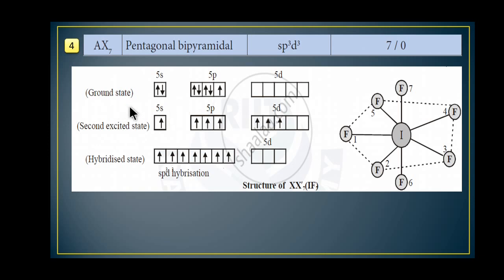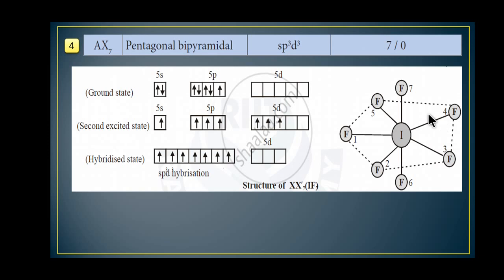So the hybridization of IF7 in the ground state: in ground state iodine, the outermost electron configuration is 5s2 5p5. And in the excited level, the 5p pair is shifted to the 5d level, so it is involved in the hybridization. Okay, sp3d3 hybridization is possible.